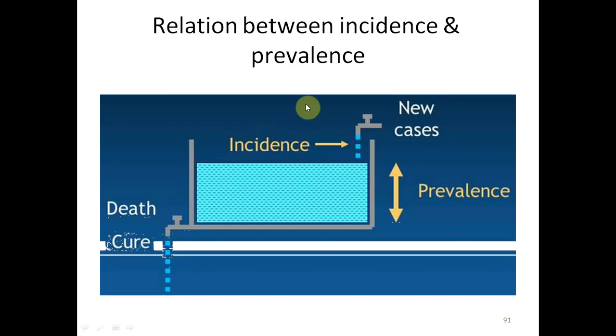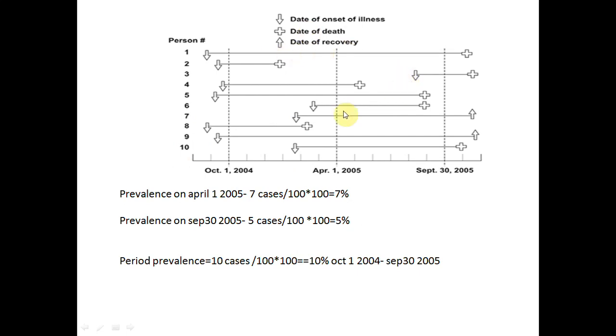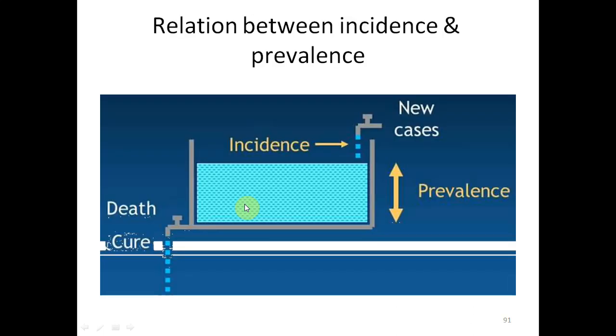So prevalence and incidence can be expressed in this graph, in this picture. Prevalence is the total cases, which will include old and new cases. Incidence is new cases. From the tap, the new cases are being added into this prevalence. In prevalence, some will be recovered or cured, and some will die. You can see that here some people recovered, some people died. That will change the prevalence, because on recovery and on death people leave, so the prevalence will reduce.